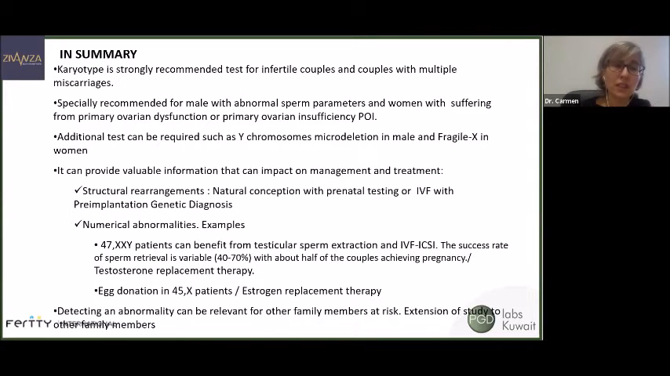Also, it's very important to detect the abnormality, because it can be relevant for other members of the family that are at risk. If you detect a carrier, their brothers and sisters are also at risk of having the same translocation. So this allows us to extend the study to other family members and provide them with genetic counseling and all the reproductive options they have.